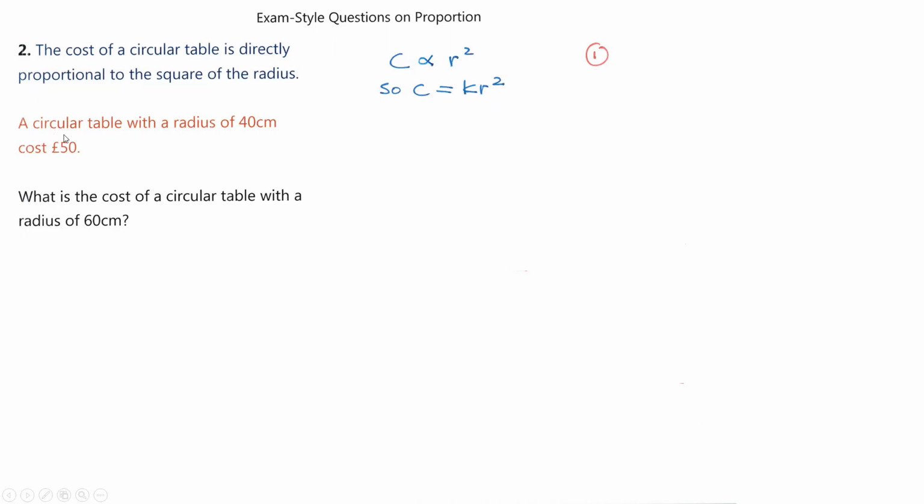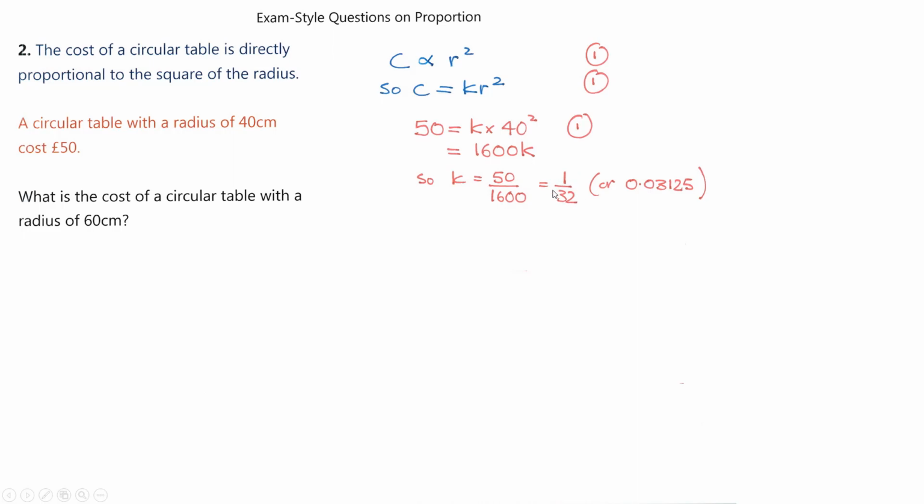This red part, it's always red, I've coloured it for you, tells us what the radius and the cost is at the same time. So we know that r is 40 and the cost is 50, and we put those numbers in here. So 50 for the cost equals k times 40 squared. 40 squared is 1600. So now we've got to work out what k is, so divide both sides by 1600 and you get either 1 over 32 or a decimal.